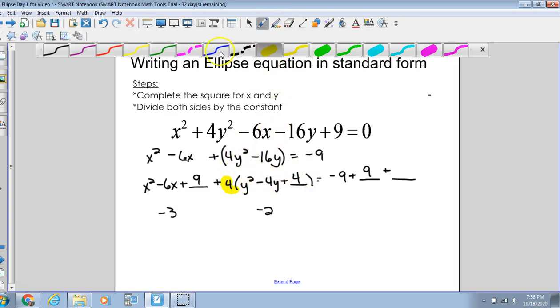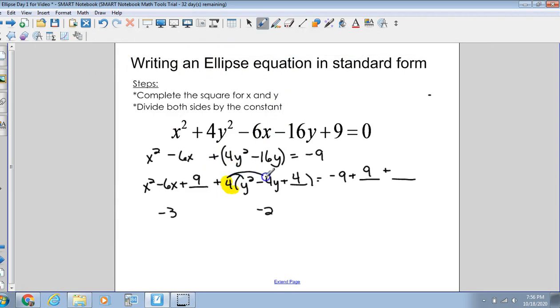This is really 4 times y squared, 4 times negative 4. So we're really adding 4 times 4, which is 16, to the left-hand side. So 16 is what we need to add to our right-hand side. Now we just rewrite our perfect square trinomials. So this is x minus 3 squared plus our GCF, which is 4, don't forget the 4, and then we have y minus 2 squared equals, and over here on the right-hand side we have 16.